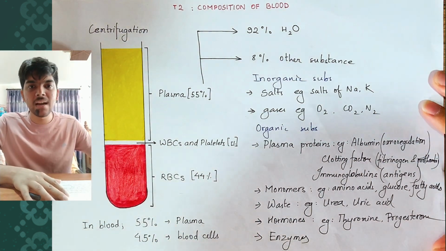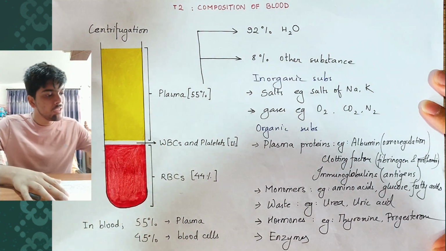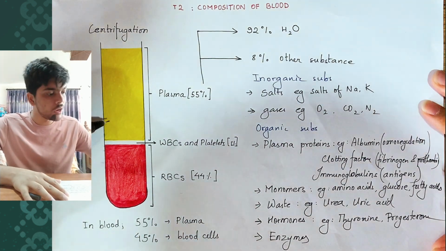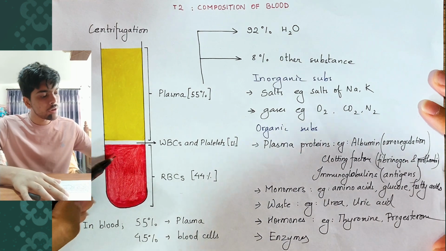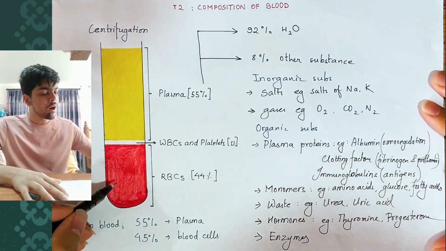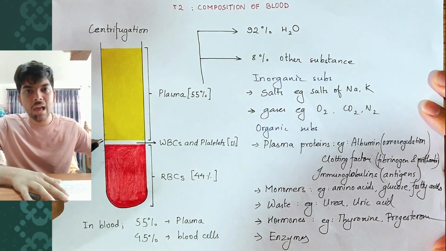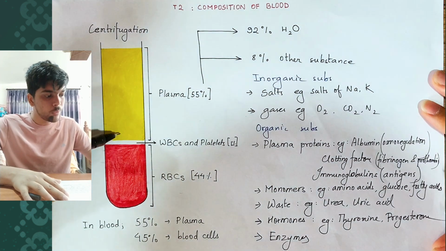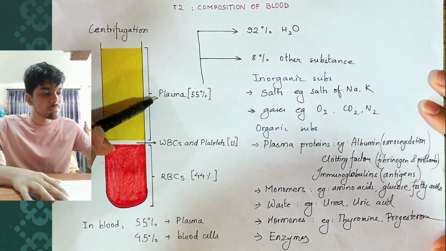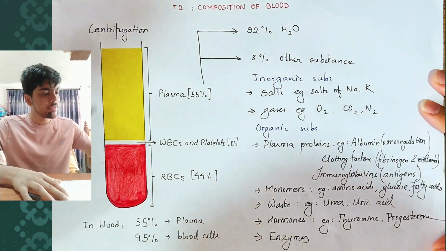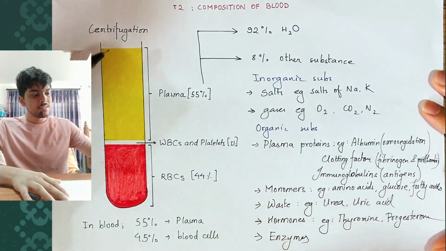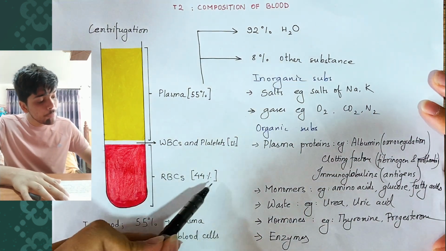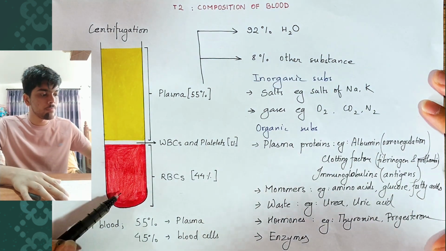You can see various layers in the test tube. There's your yellow top layer, which has a pale yellow color or straw yellow color. And at the bottom, there's your red part. In the middle of the yellow and red part, there's your very thin white line. Okay, so this pale yellow colored liquid is nothing but plasma. And plasma forms 55% of the liquid that is present in the test tube. Similarly, this red portion contains red blood cells, which forms 44% of the liquid present in the test tube.